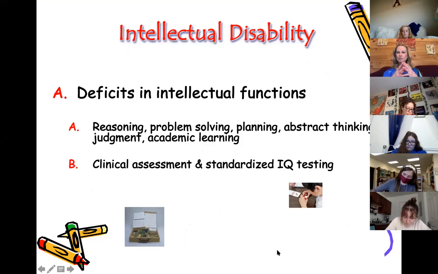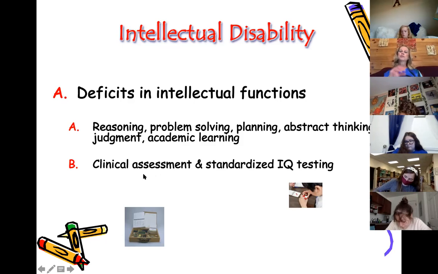Okay. Intellectual disability is the new name in the DSM. We used to call this mental retardation. And now the term mental retardation is considered to be offensive. Okay. So intellectual disability. And this is where there are deficits in intellectual functions. So this would be deficits in ability to reason, to problem solve, to plan, to engage in abstract thinking, to engage in judgment or academic learning. And the way that this diagnosis is made is there is standardized IQ testing, as well as clinical assessment.